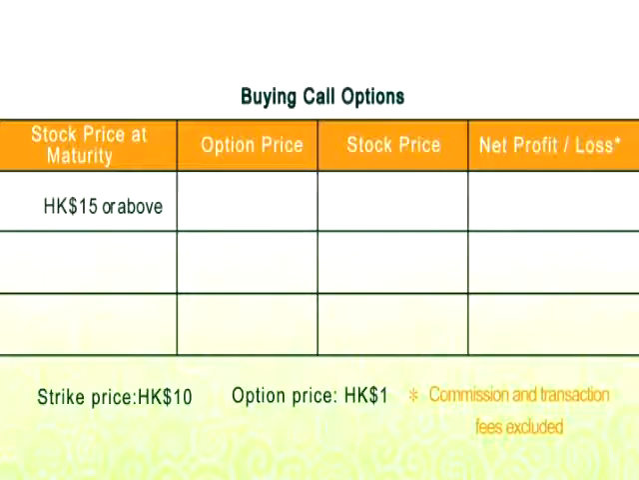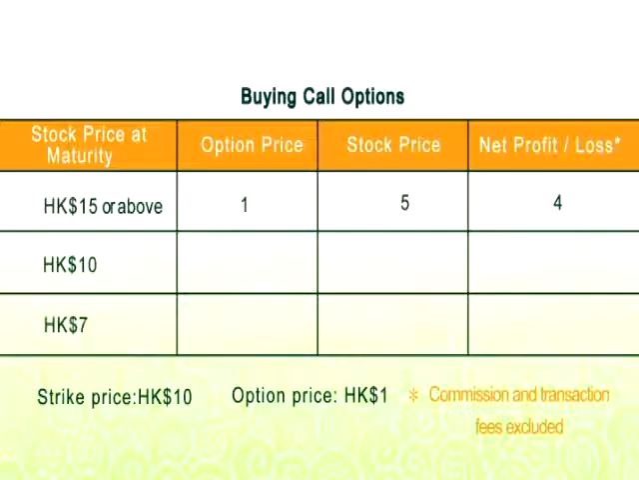If the market price of stock A is at 15 Hong Kong dollars, the investor will exercise the right to buy stock A from the financial institution at 10 Hong Kong dollars. The gain will be the difference between the market price and 10 Hong Kong dollars minus the cost of 1 Hong Kong dollar for buying the call option, thus 4 Hong Kong dollars.